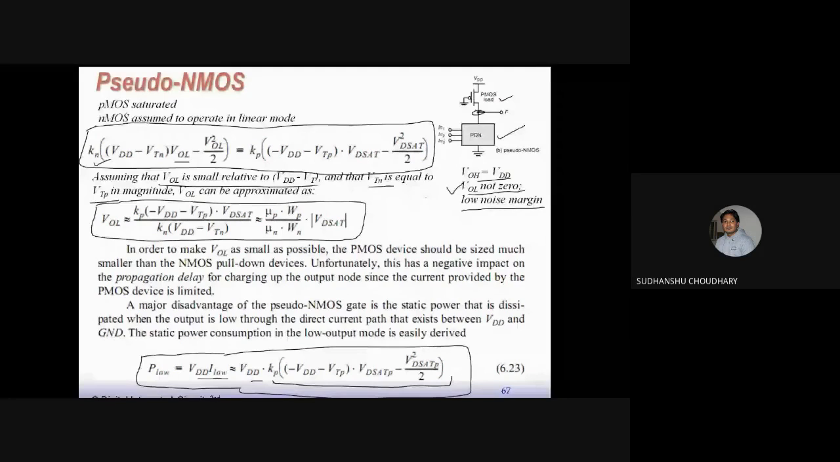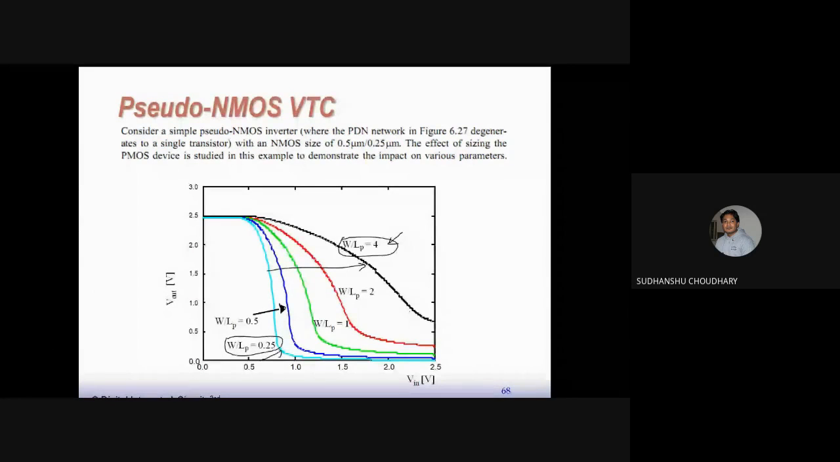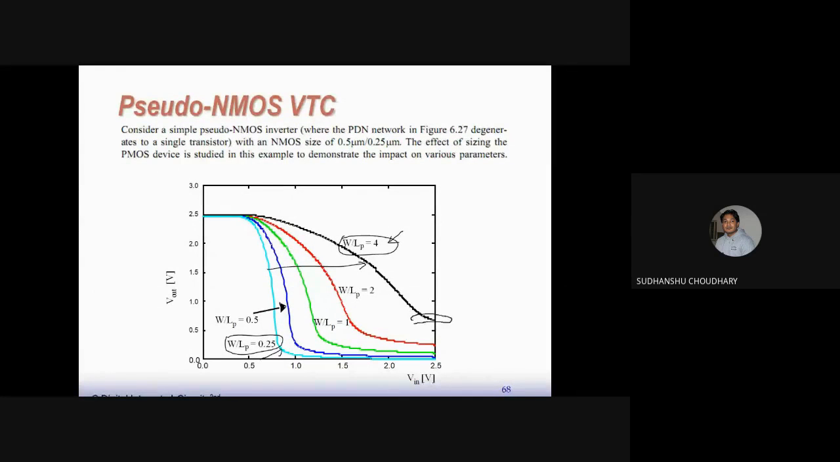That is, when the width of my PMOS is getting larger, that is, when PMOS is getting stronger, this output zero is not exactly zero. So VOL at this point is not zero. In fact, the output cannot be brought down to zero if my PMOS is stronger. So here the PMOS is getting more and more strong, so VOL cannot be equal to zero, and the output node cannot be completely discharged to zero.